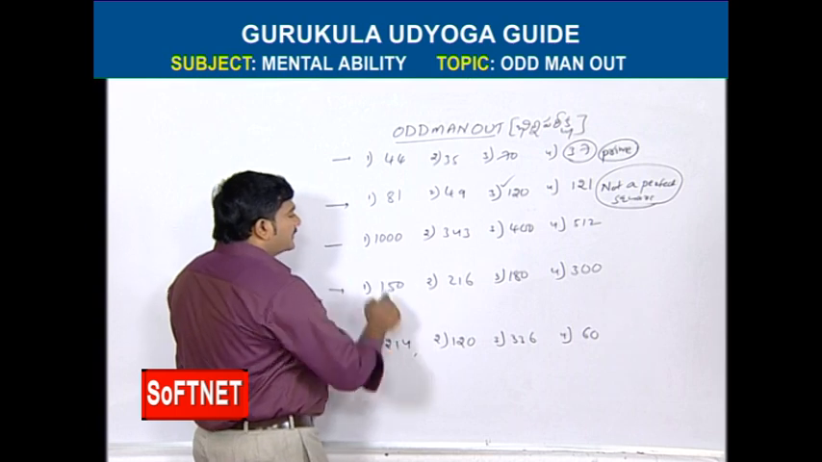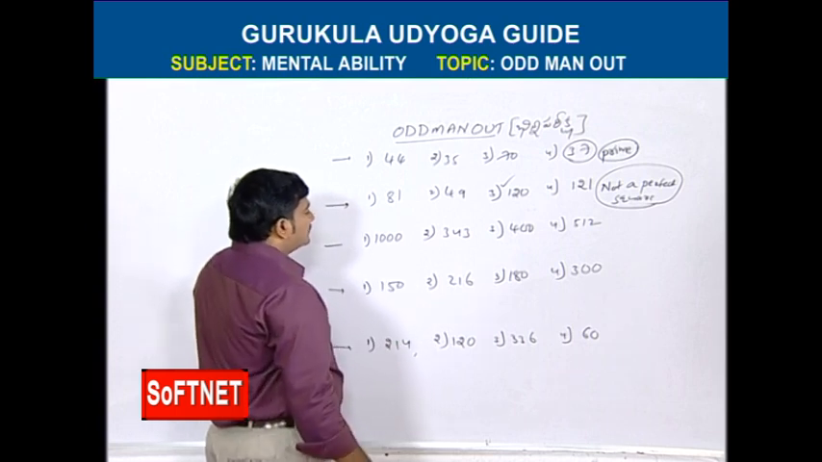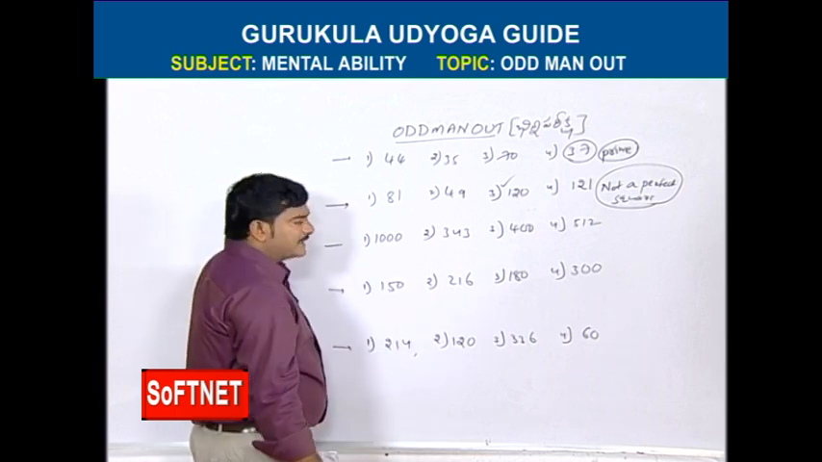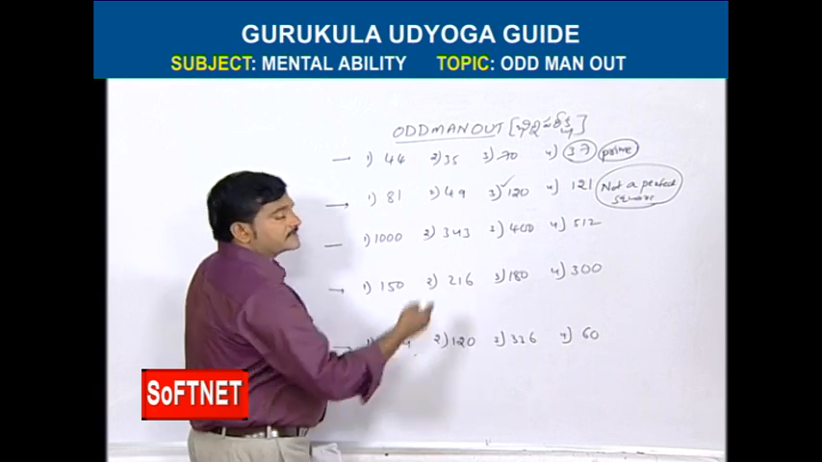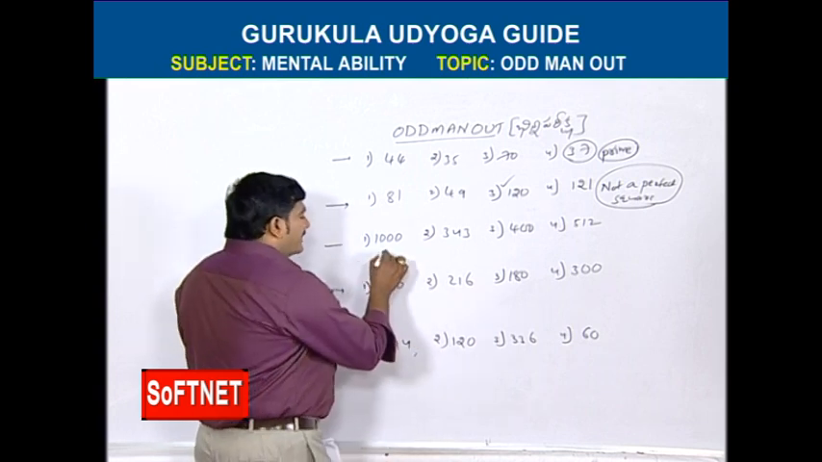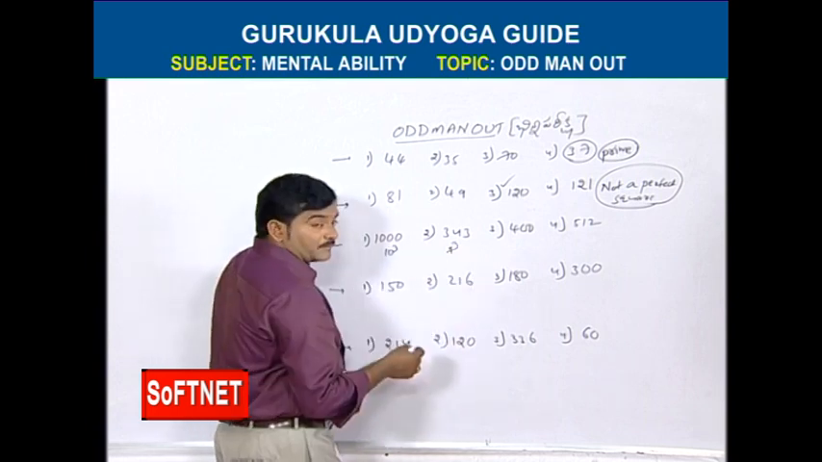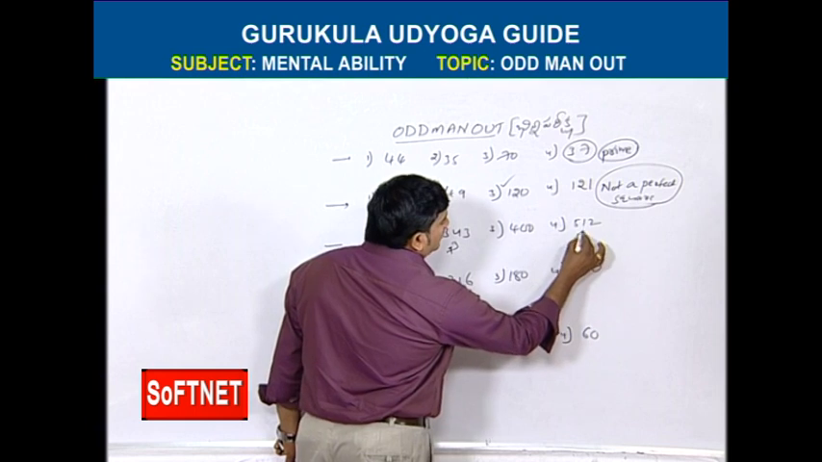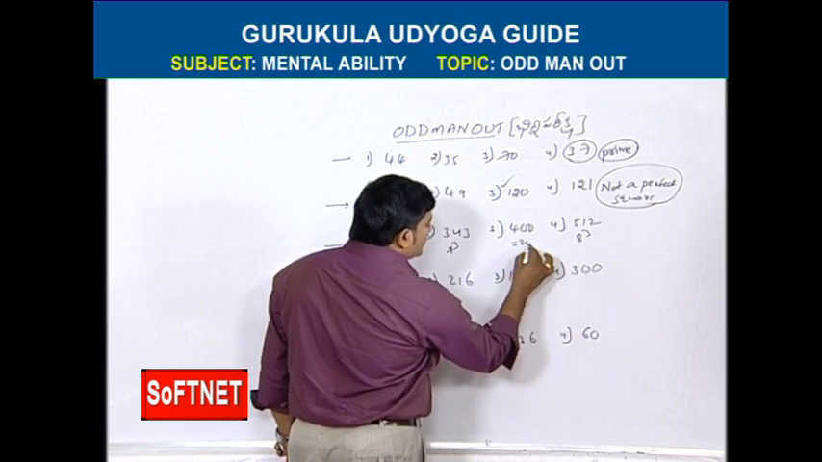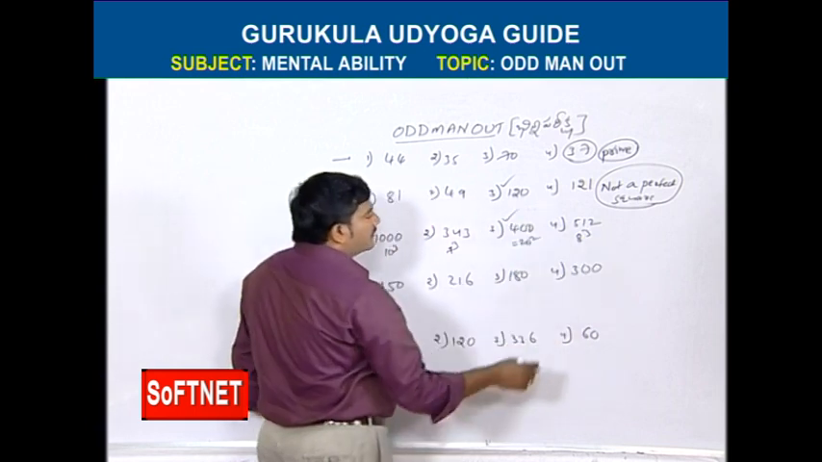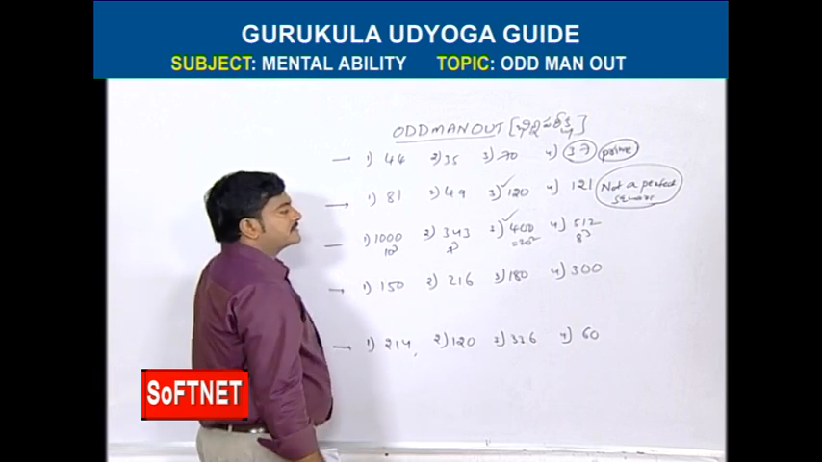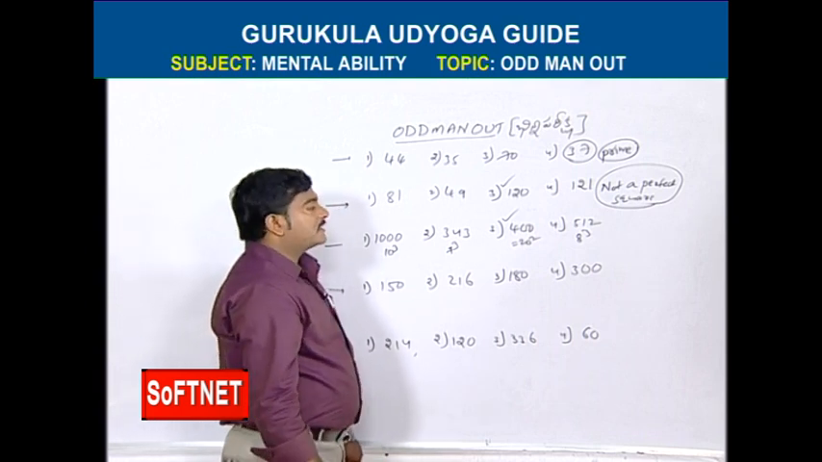Now similarly observe the third question. 1000, it is about cubes. By observing the numbers we can say so. It is the value of 10 cube, it is the value of 7 cube, it is the value of 8 cube. 400 is 20 square, but it is not a cube of anything. So the remaining 3 options are cubes, whereas the third option is a square.